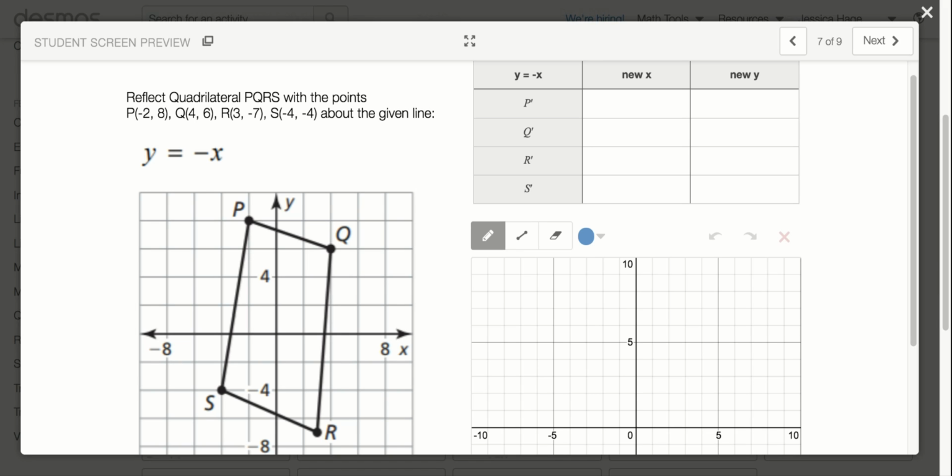So this is a video of a continuation of the previous video. These are slides 7, 8, and 9 for 4.1, 4.2 practice. So this is a reflection of this quadrilateral over the line y equals negative x.